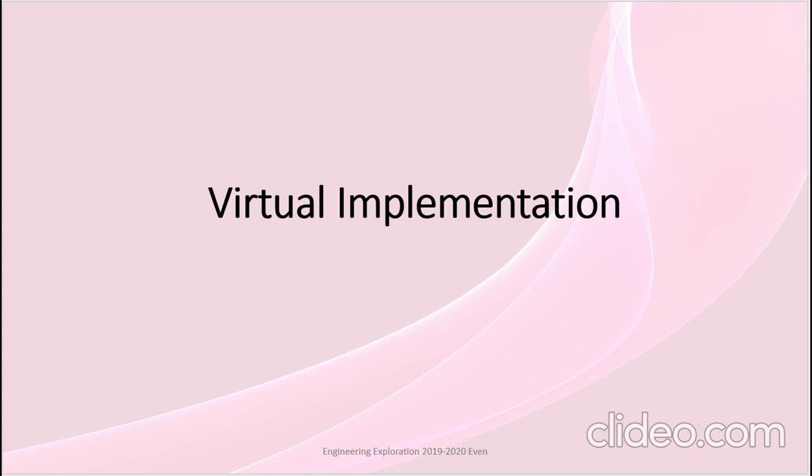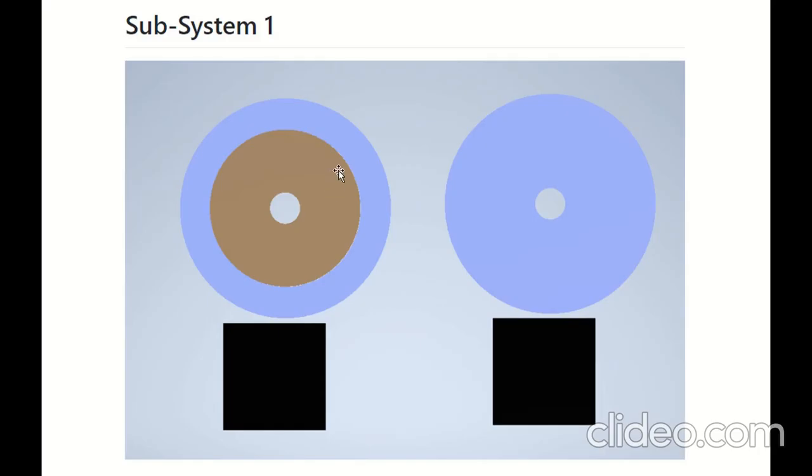Virtual implementation. This is subsystem 1, which is the tape handling unit. This comprises two rollers. This is roller 1, on which we will place the tape and attach a DC motor. This is roller 2, by which the tape can be passed further. When the DC motor rotates, the tape with the help of this roller can be passed further.